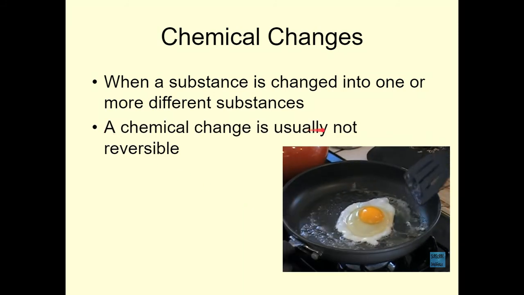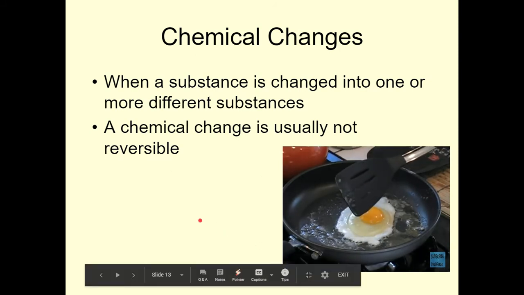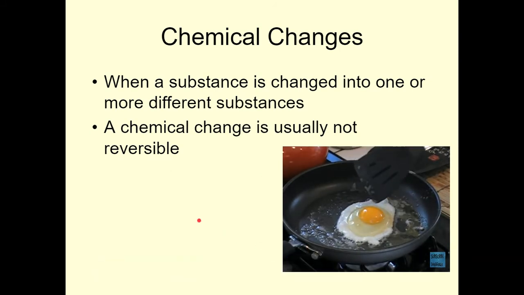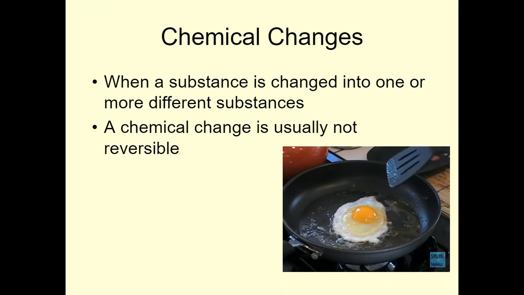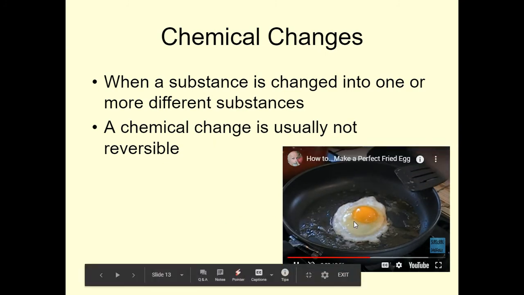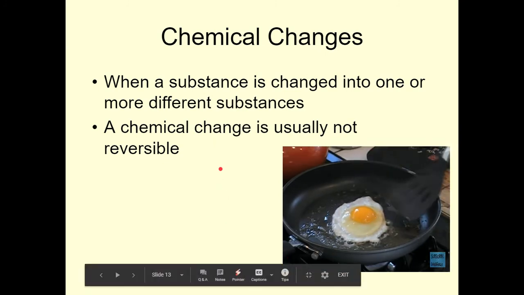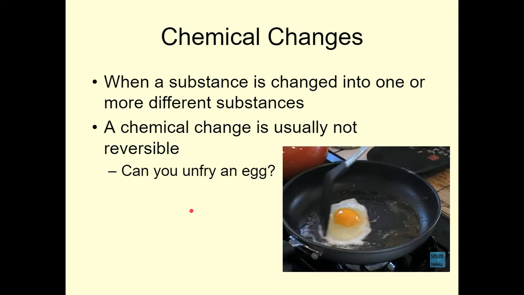A chemical change is usually not reversible. Don't ask me how, but apparently they've learned how to unfry an egg. It is usually not reversible, or it's very difficult to do. This is different from physical changes, which are definitely reversible, right? Melting ice, freezing water, boiling water. They're fairly easy to do. To unfry an egg is very difficult, near impossible.